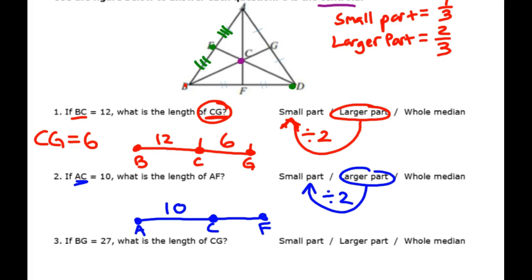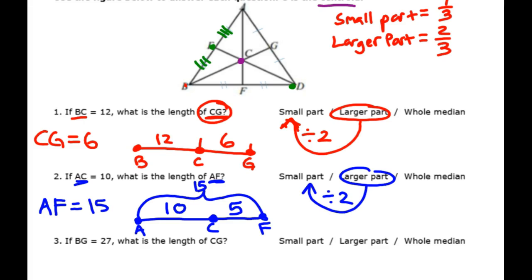5, right? So AC is 10, so CF, the smaller part, is going to be 5. Cool. Now, this time we're actually looking for AF, which is all the way across, right? So if I want to find AF, all I got to do is add up AC plus CF, or I'm adding 10 plus 5, and that gives me a grand total of 15. So AF equals 15.